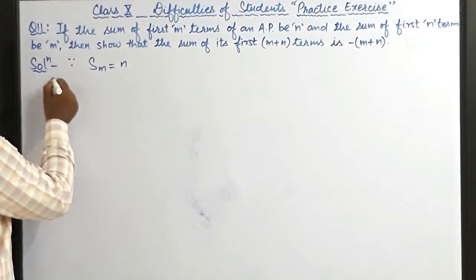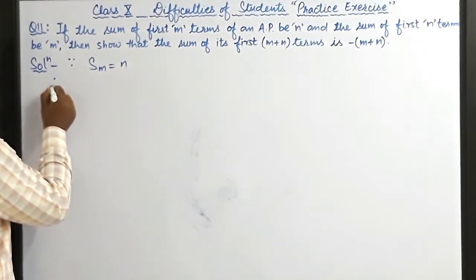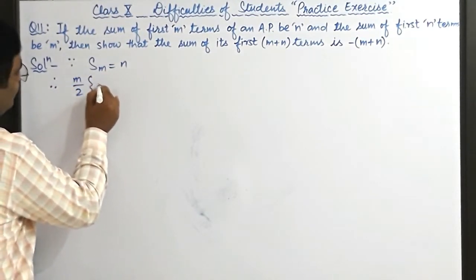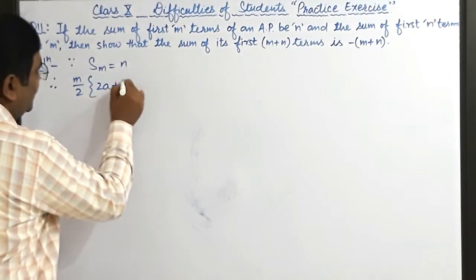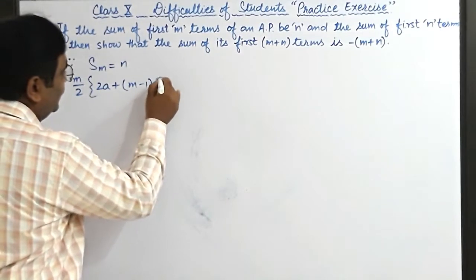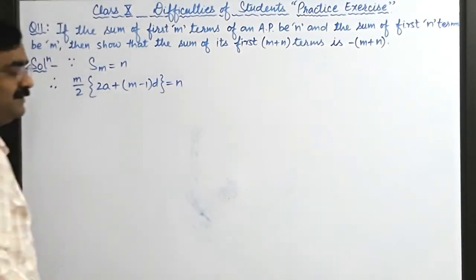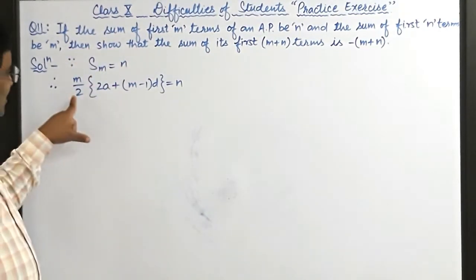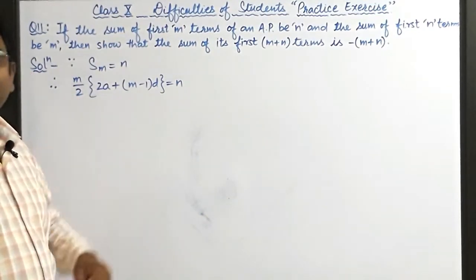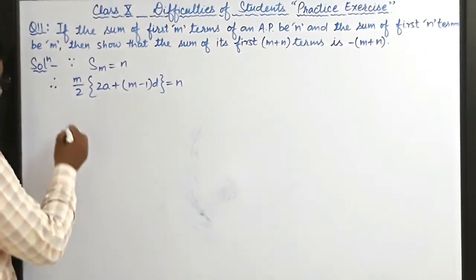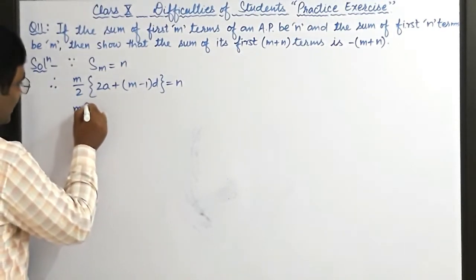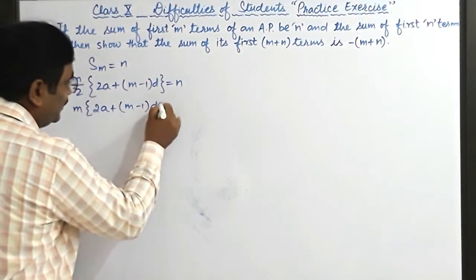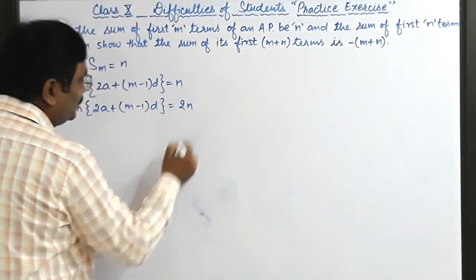Therefore this equation can be written as m upon 2 into 2a plus m minus 1 into d equals n. With this information, let us now solve it. The 2 is divided here; if you take it to this side, the 2 gets multiplied. Now you will get m into 2a plus m minus 1 into d is equal to 2n, okay?